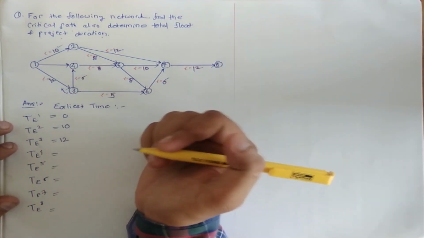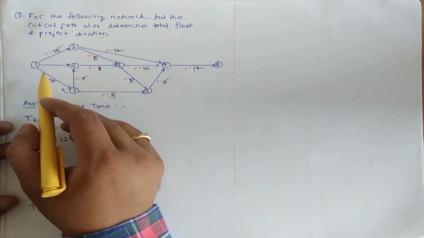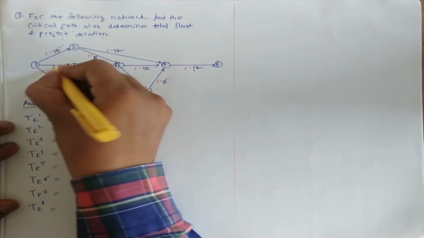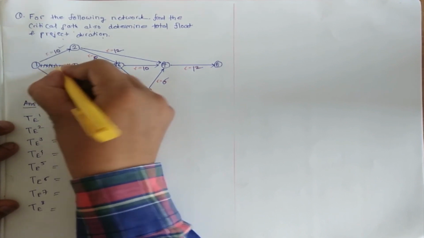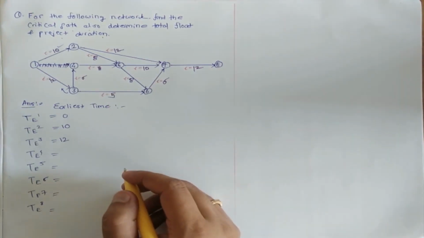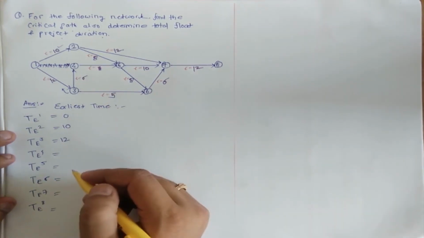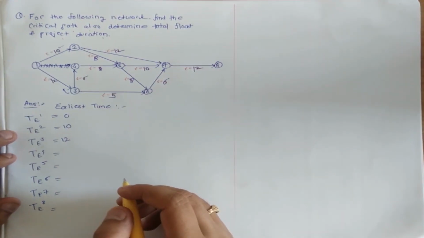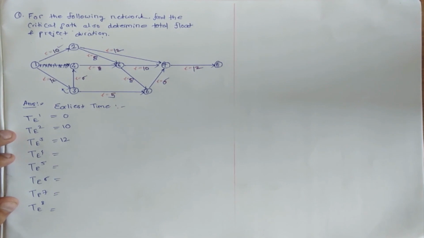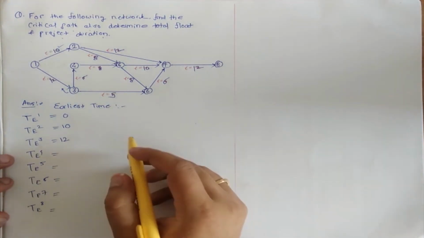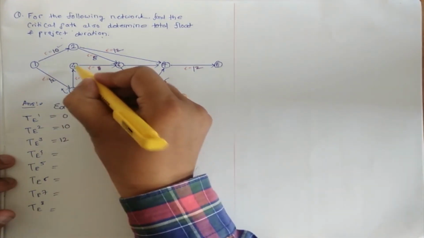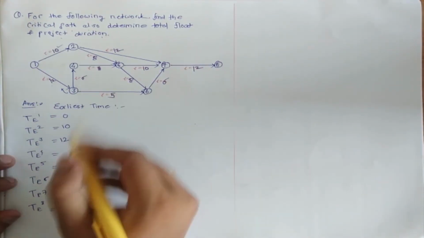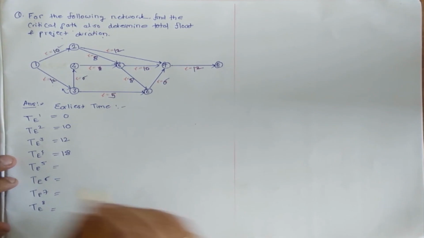How come 18? Okay, by mistake I have written this; there is no line here, nothing is there. So how do we reach 4? This is the network diagram where in this portion there is nothing. So to reach 4, the earliest time will be 12 plus 6, so it should be 18.